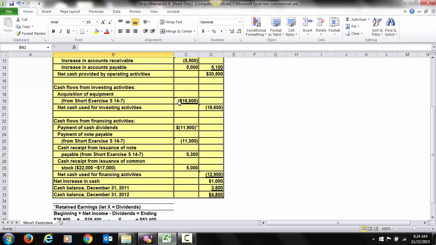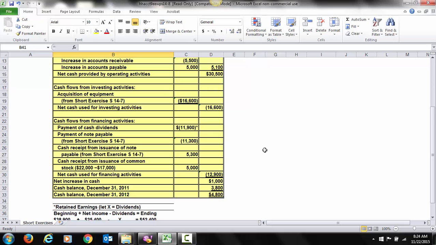So we have here 16.6, right, of equipment acquired for cash. That's going to come out, right? It has the effect of taking cash away of 16.6. So we don't have anything else in our balance sheet in long-term assets. So that's the only investing activity we have. So therefore, the net cash used for investing activities is $16,600.